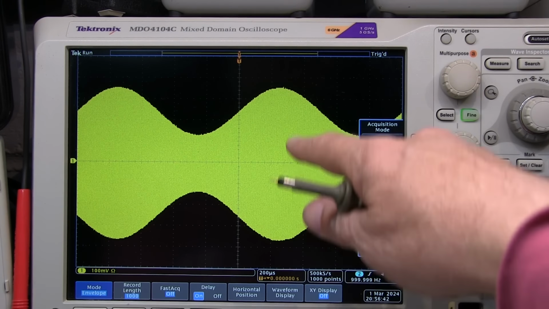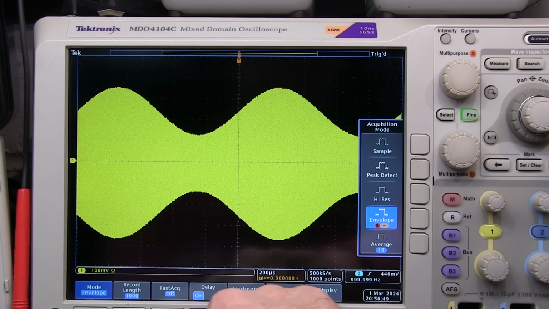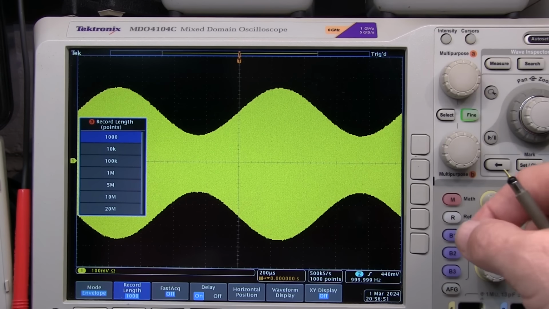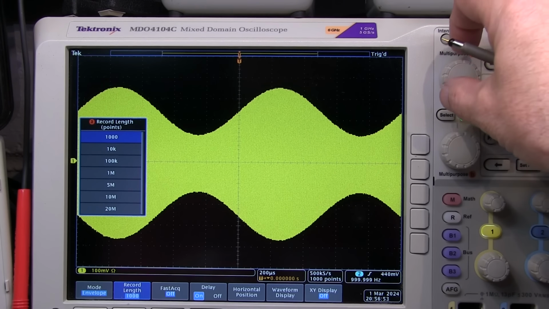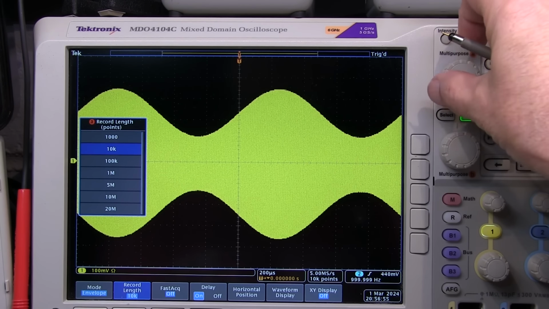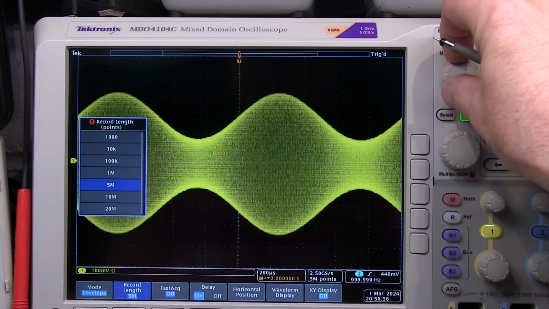These are two techniques you can use if you don't have the record length in your scope to support direct sampling of the RF envelope. But if you can dial up the record length to where you need it, then you can go back to just the normal sample mode and get a nice live waveform.